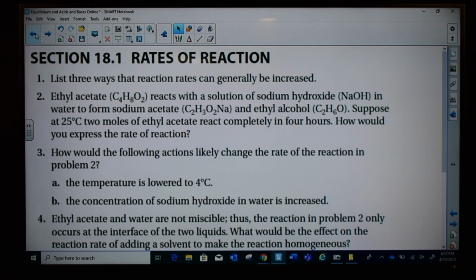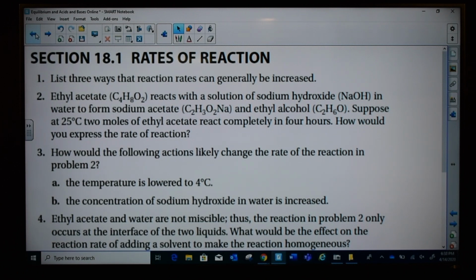How would the following actions likely change the rate of reaction in problem number 2? You're decreasing the temperature. The particles are not going to move as quickly. Therefore, there will not be as many collisions, and you are decreasing the rate of reaction. If you increase the sodium hydroxide, if we go back to number 2, you'll see sodium hydroxide was one of the reactants. If you're increasing its concentration, there's going to be more moles of particles to react, therefore more collisions, and therefore a faster reaction rate.